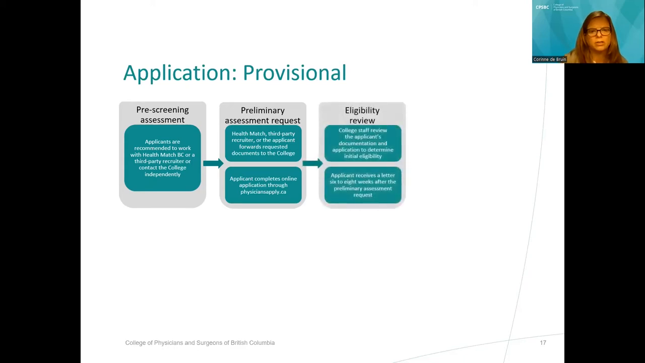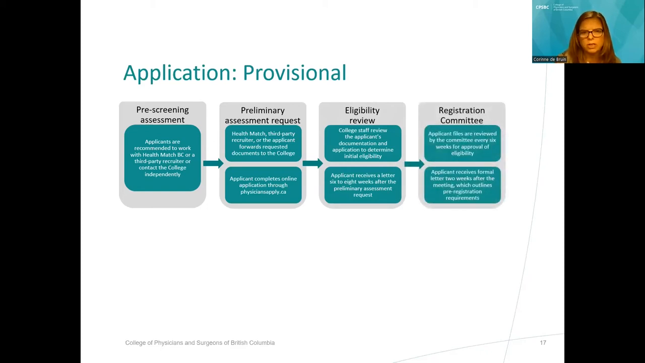An online application is completed. We do the eligibility review that I spoke about. We let the candidate physician know what we think, what other paperwork we need to see, or the registration committee needs to see. Next, please. It goes to the registration committee for review. The time between the preliminary assessment request, the eligibility review, and committee is about 4 to 8 weeks.